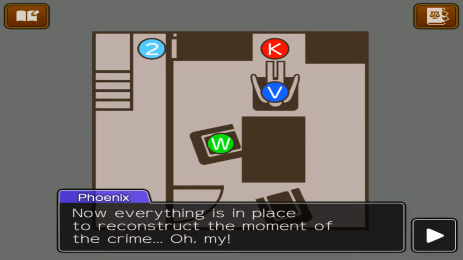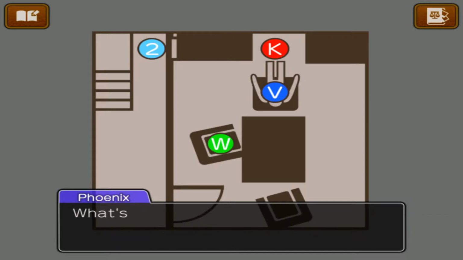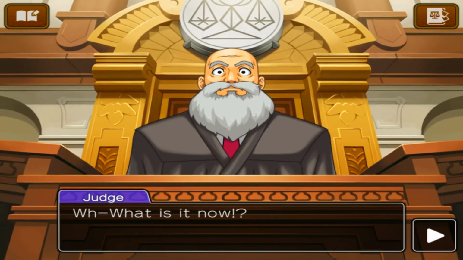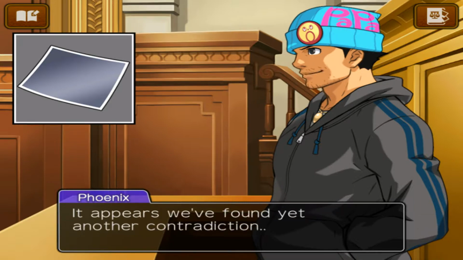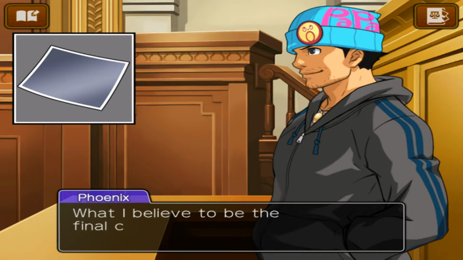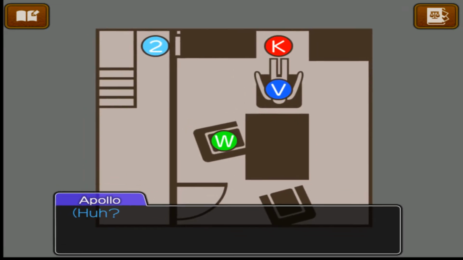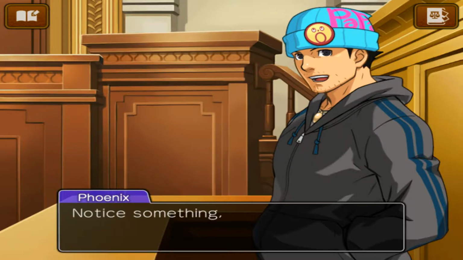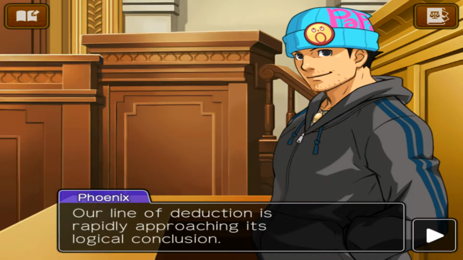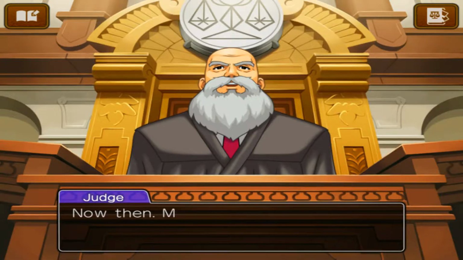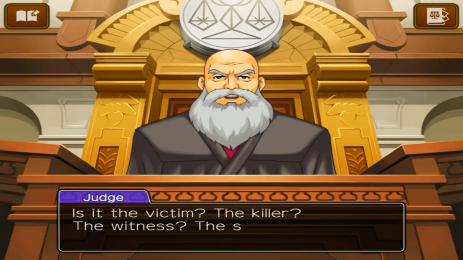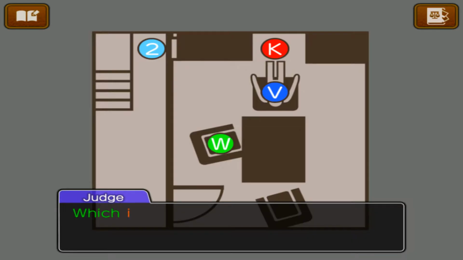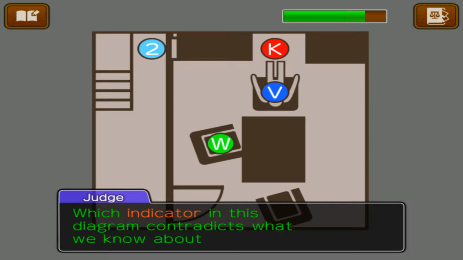Now everything is in place to reconstruct the moment of the crime. Oh my! What's this? What is it now? Look at the diagram of the crime scene once more. It appears we found yet another contradiction. What I believe to be the final contradiction, in fact. Huh? Oh, dang. Notice something, Apollo? I do. Our line of deduction is rapidly approaching its logical conclusion. Now then, Mr. Justice, please point to the new contradicting indicator. Is it the victim, the killer, the witness, the second witness? Which indicator in this diagram contradicts what we know about the crime?